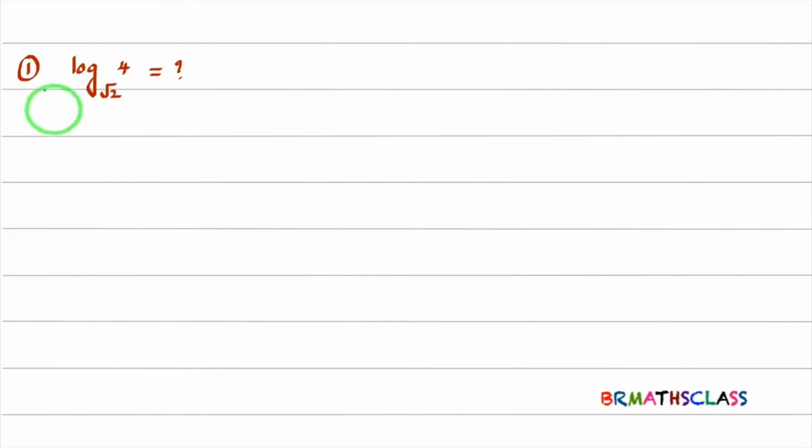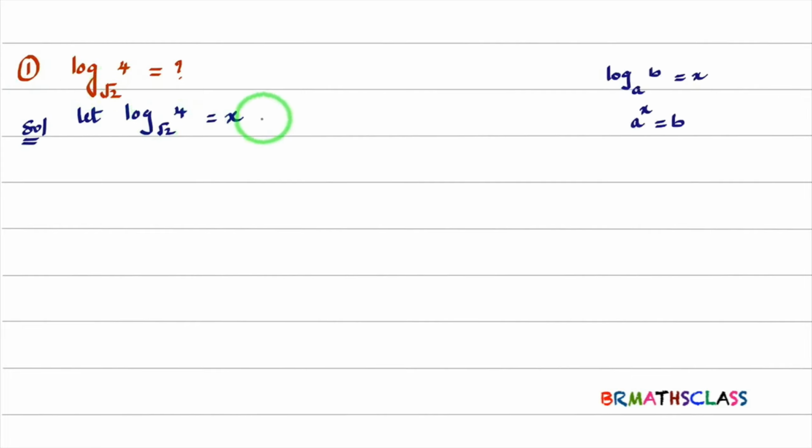We need to find the value of log 4 base root 2. What is the value of log 4 base root 2? First you take this log 4 base root 2 value as x. I need to find the value of x. How we write this into exponent form? It can be written in the form of a power x equal to b. That is, it can be written as root 2 whole power x equal to 4.